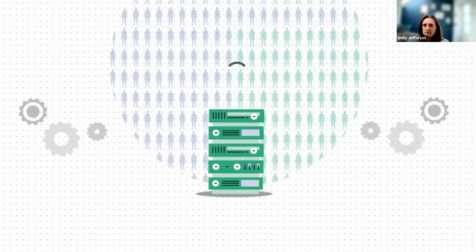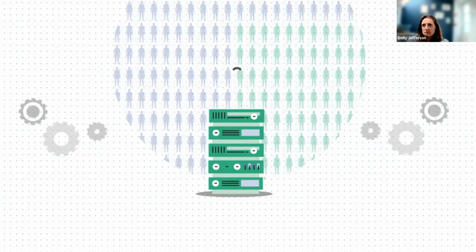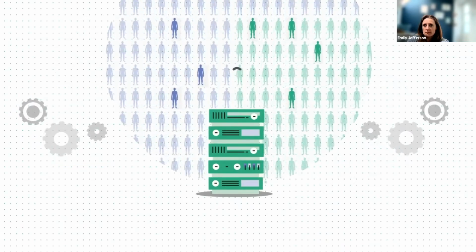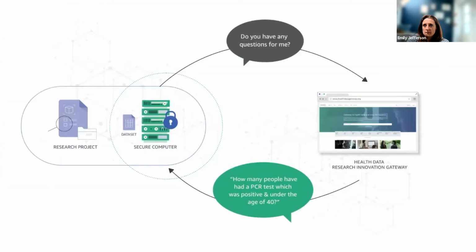The software will return a summary answer to each question as the number of people which meet the criteria, helping researchers discover the most useful data. In this example, there were 102 people in the dataset who have had a PCR test which was positive and were under the age of 40.